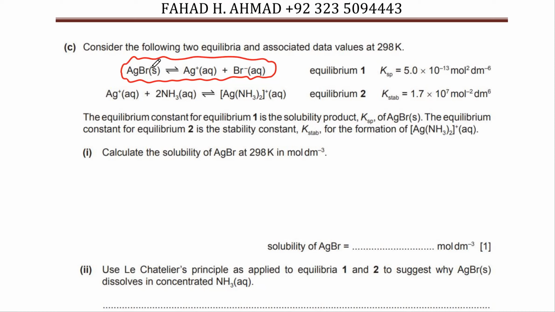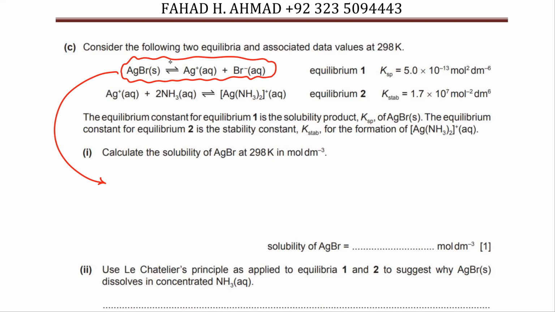AgBr is an insoluble salt. Remember, solubility product is not related to transition metals, so I'll just explain briefly what this is. AgBr dissolves, forming silver ions and Br- ions. Solubility product is when you have a salt dissolving and forming a saturated solution. That means it's going in the forward direction, but at the same time, it's forming the precipitate back again, so it's also going in the backward direction.